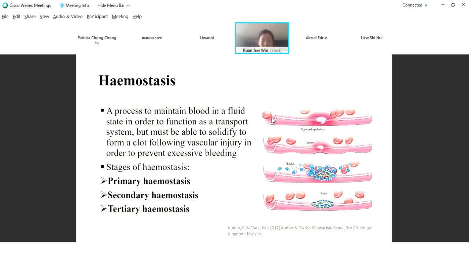Okay, so for hemostasis. Hemostasis is actually a process to maintain the blood in a fluid state, which is also to function the blood as a transport system. Usually the blood will clot in order to prevent any form of excessive bleeding after vascular injury. So these are the stages in hemostasis.